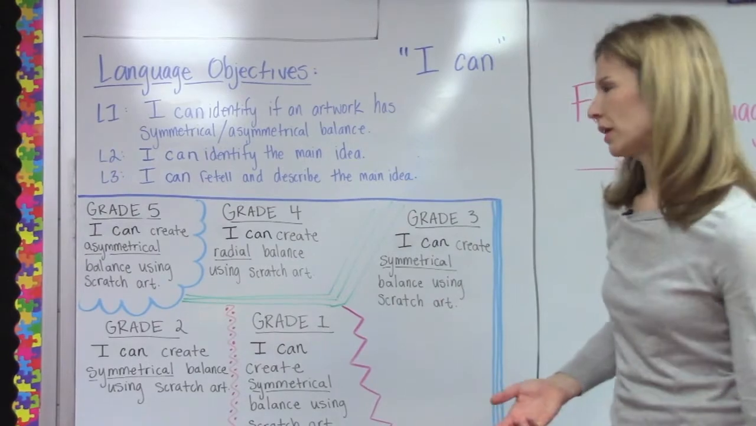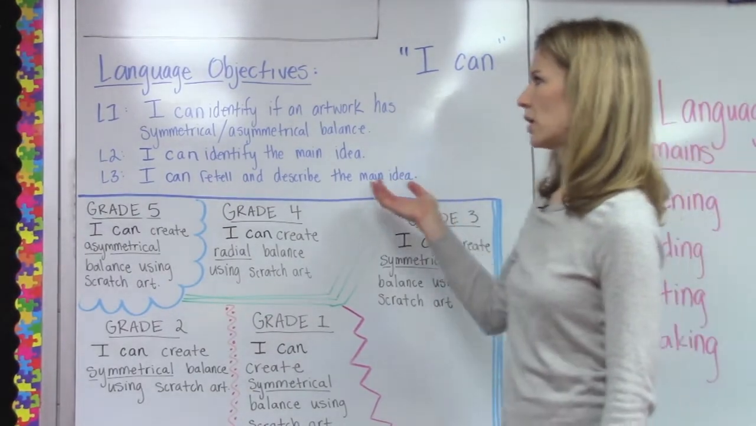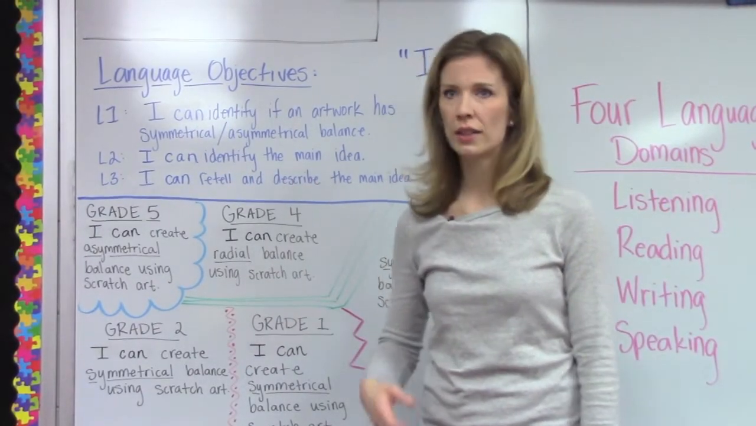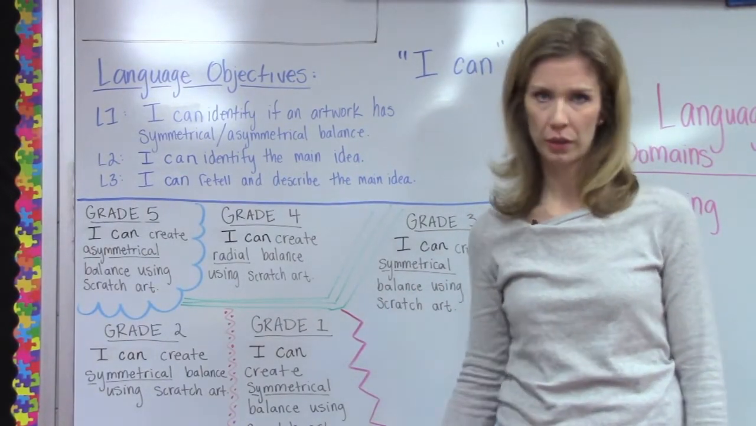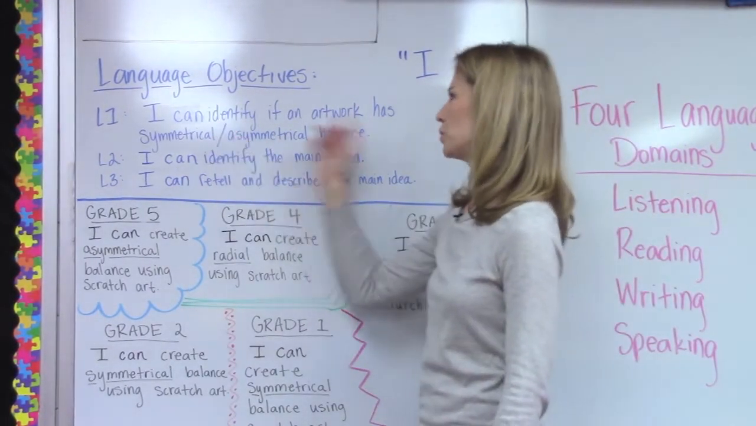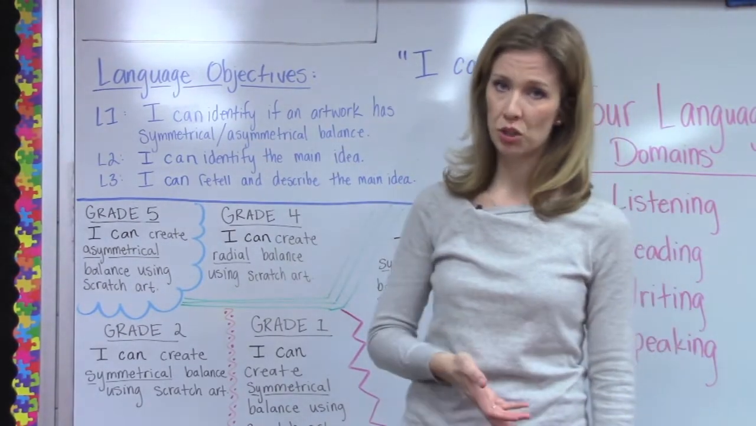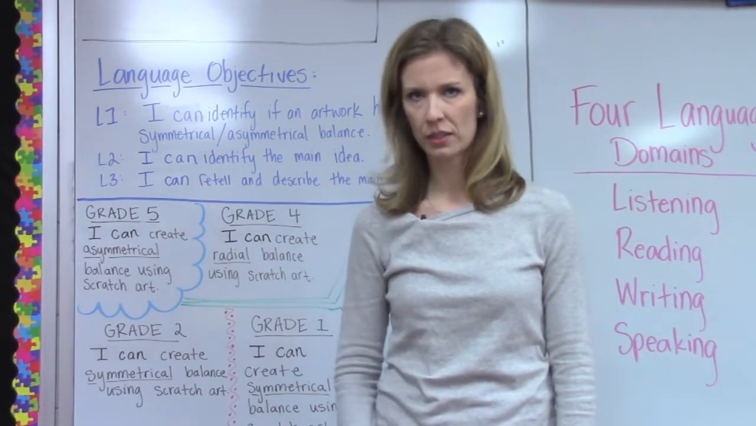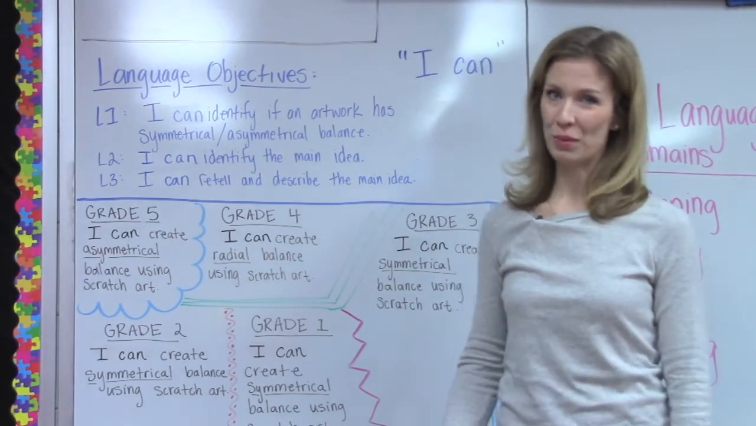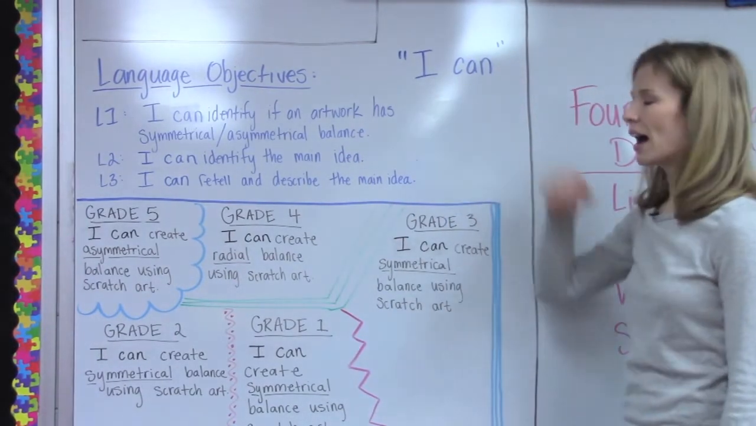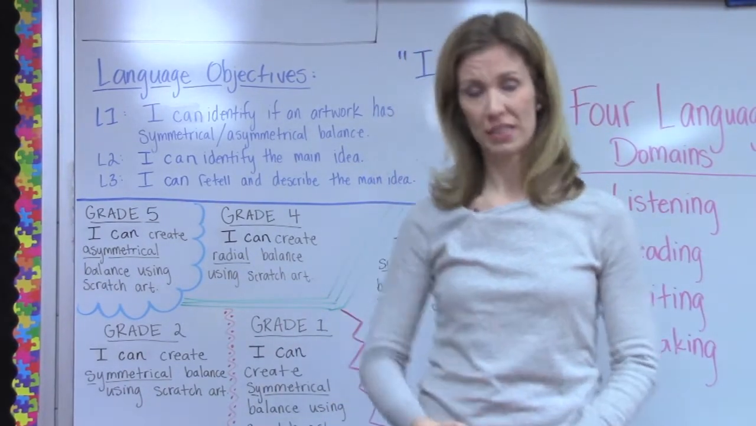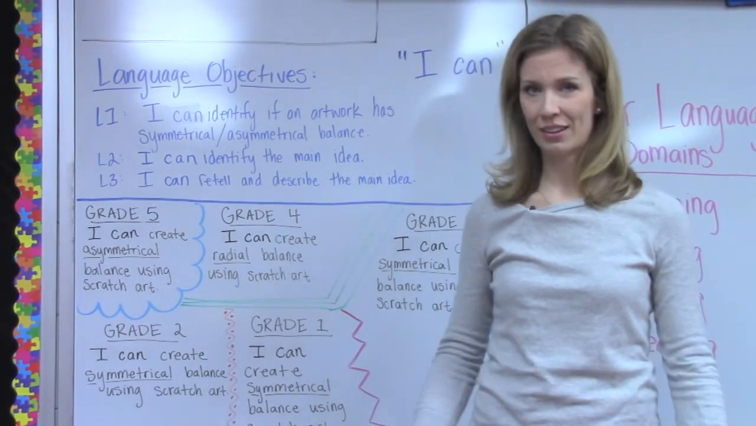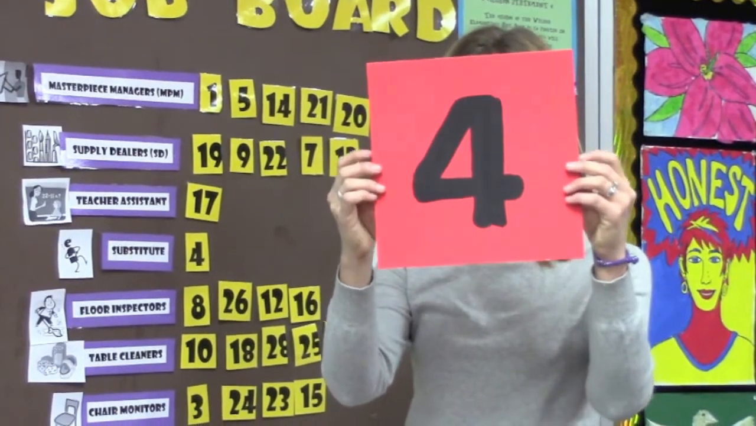Some examples of language objectives that I've created in my classroom are for a level 1, and that's a student who is just barely learning how to say hello and greet you in English. You want them to be able to identify that an artwork has symmetry or has asymmetrical balance. An important term that you must use is the term I can. We need our language learners to be able to do something, so we don't just make the statement, we actually say I can.